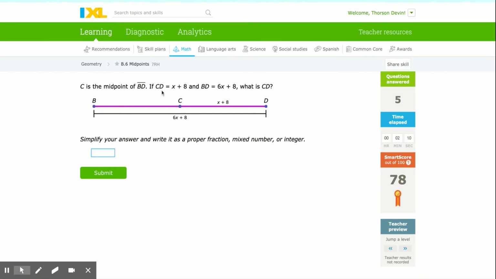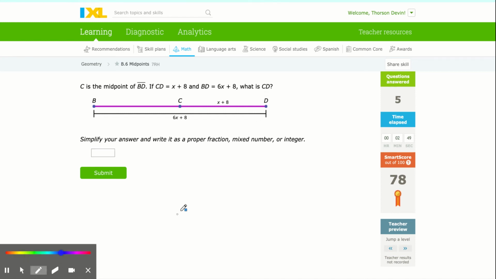Now, you will get to some with algebra. Again, it says that this point C is the midpoint of line segment BD. This is how you write line segment, with a little line above it. If there is no line above the CD, that means I'm talking about the length. The length of CD is x plus 8. The length of BD, the whole entire length from B to D, is 6x plus 8. What is CD? And when it says what is CD, it's asking for its length. If there's no line above it, it's asking for a numerical value.